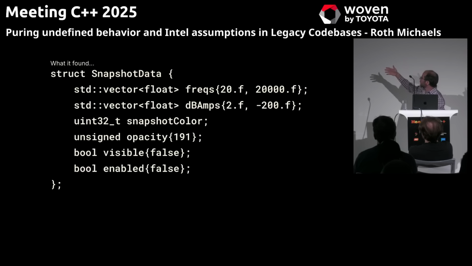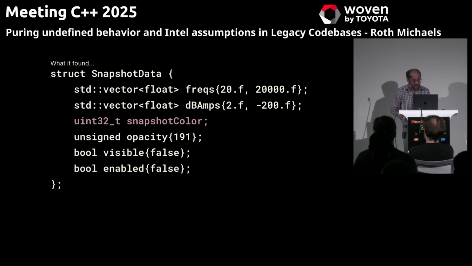with opacity. And the snapshot color, you'll see, has no default value, which was fine in the first implementation, because when this code was written, maybe 5 or 6 years before I joined, we always populated that with a value.